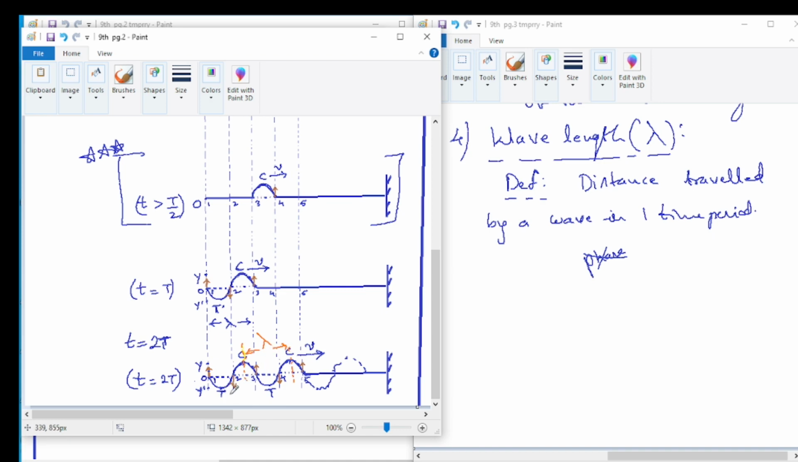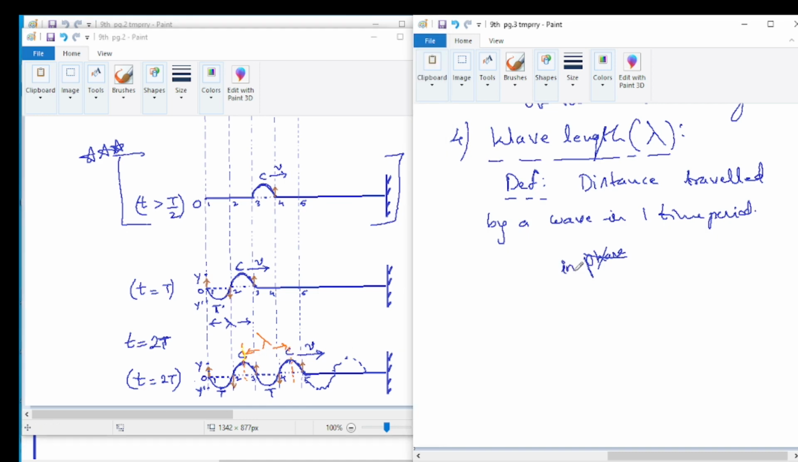In the same way, the distance between two successive troughs also equals the wavelength, because that also consists of one full wave. So we are getting one more definition. And what about particles? In terms of particles, this is a very accurate and powerful definition, as important as the earlier one, that the distance traveled by a wave in one time period is the wavelength. Now we get one more definition: wavelength is the distance between two nearest particles which are in phase. In phase means in similar states of vibration.